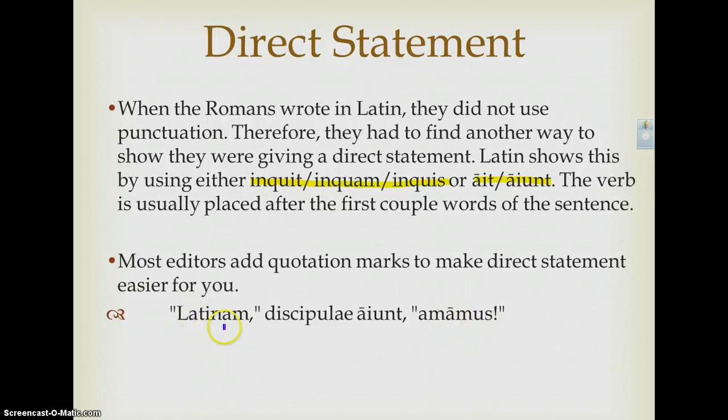We love Latin. Just because it's written broken up in Latin doesn't mean you have to translate it that way. It would be weird to say, we love, the students said, Latin. Just go ahead and translate discipuli inquiunt at the beginning of the sentence and then give your direct quote.